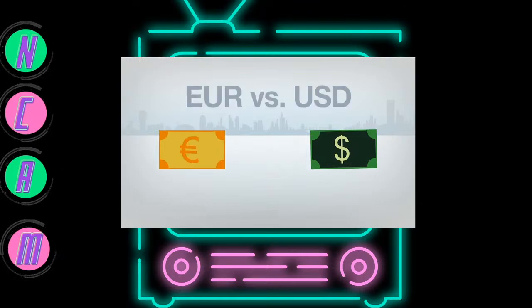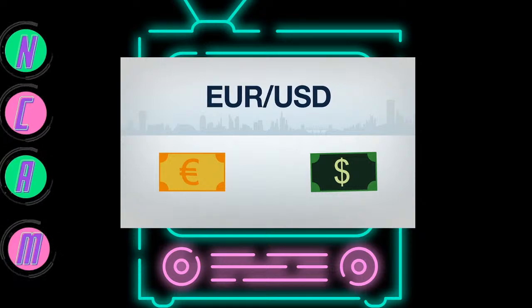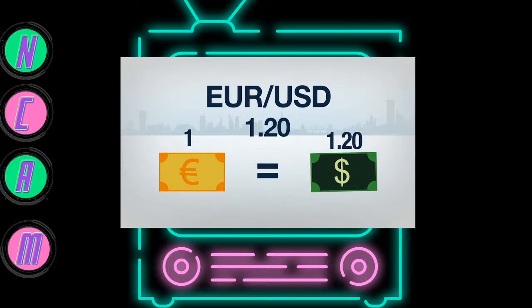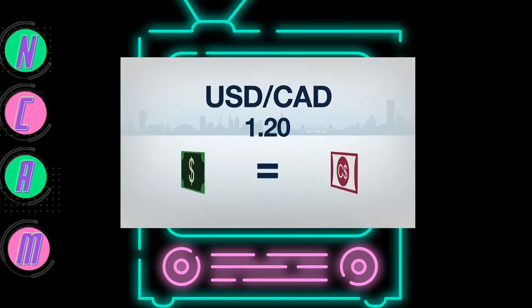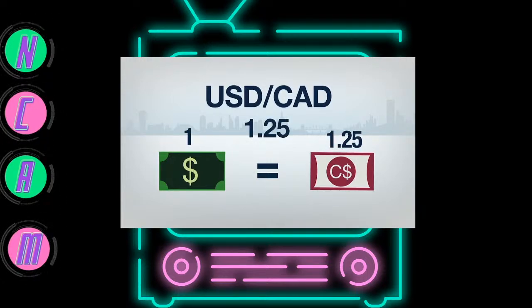Let's look at an example using the euro versus the US dollar currency pair. If the EUR-USD is trading at 1.20, that means 1 euro is equal to 1.20 US dollars. Here's another example using the US dollar versus the Canadian dollar currency pair. If the USD-CAD is trading at 1.25, that means 1 US dollar is equal to 1.25 Canadian dollars.